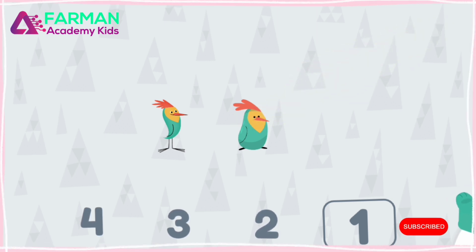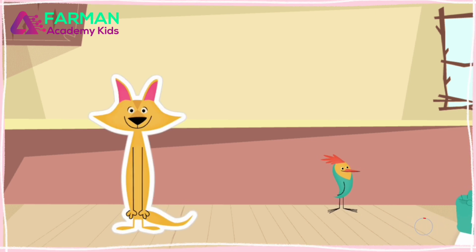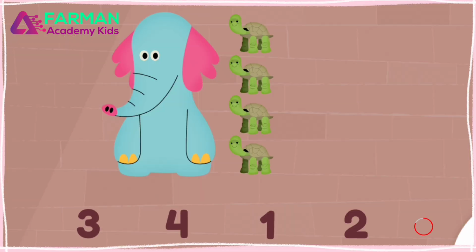Tap the friend that is higher from the ground. Oops! Sandy is as tall as 2 toys and Peck is as tall as 1 toy. So Sandy is taller.